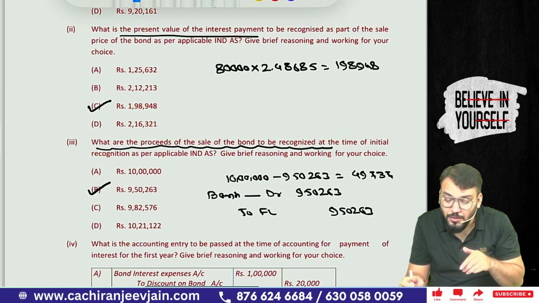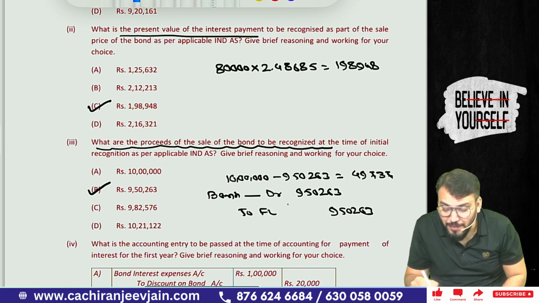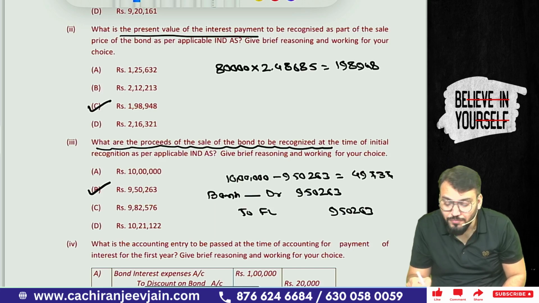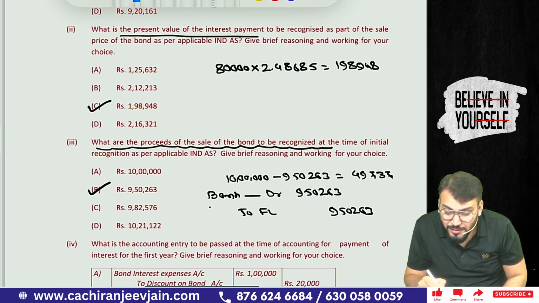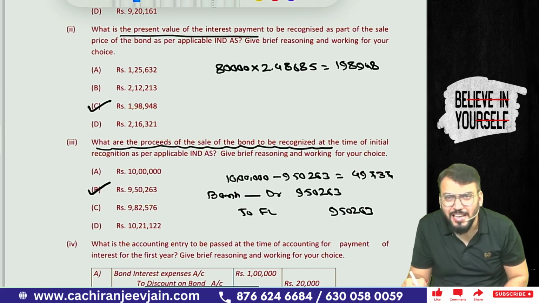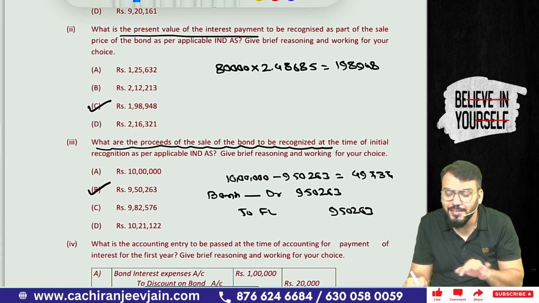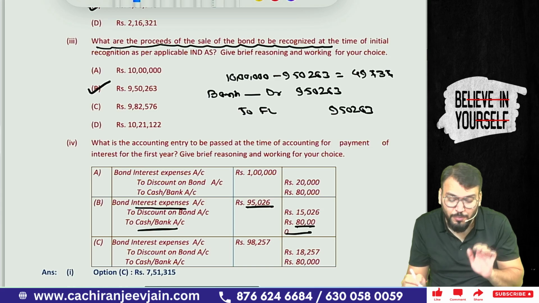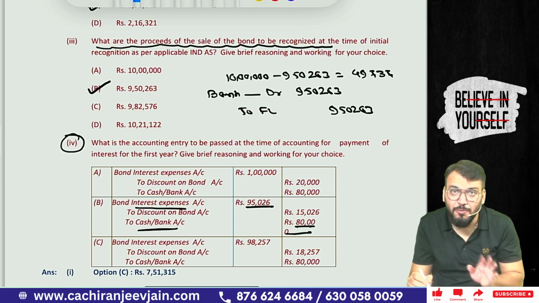Got this point? Or we can pass one more journal entry: bank account 9,50,000, discount account debit or transaction cost account debit, to financial liability 10 lakh. Normally we don't pass that type of journal entry. Correct now. But if you see option number B, you will be confused. If you see point number 4, you will be confused.